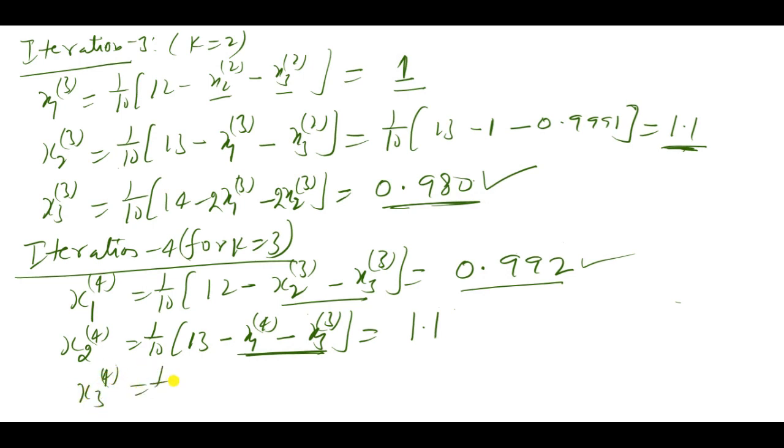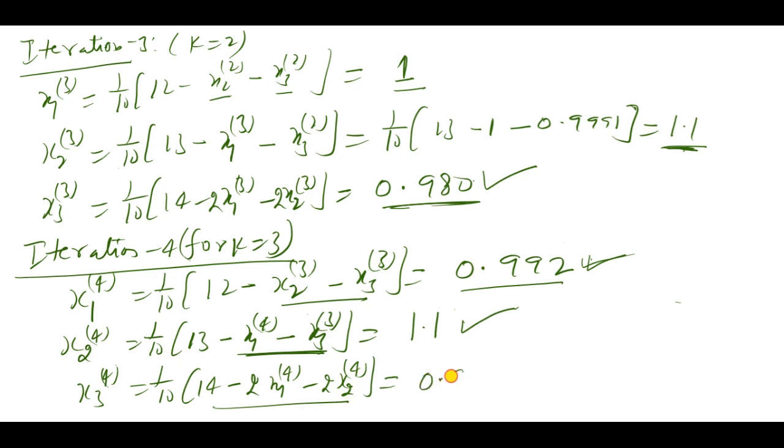And x3^(4) is equal to 1 upon 10 (14 minus twice x1^(4) minus twice x2^(4)), and x1^(4) is 0.992, x2^(4) is 1.1. Substitute both values in this expression and simplify with the help of the calculator, then it will be 0.9812.